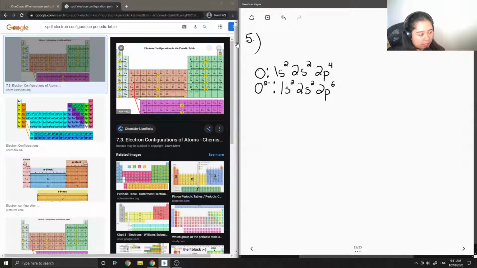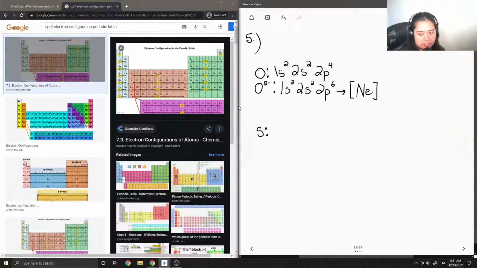And then if we look at our periodic table, we'll see that it now has the same electron configuration as neon. So I'm just going to write over here, square brackets, Ne. Okay, so that's for oxygen. So let's try to do the same thing for sulfur.